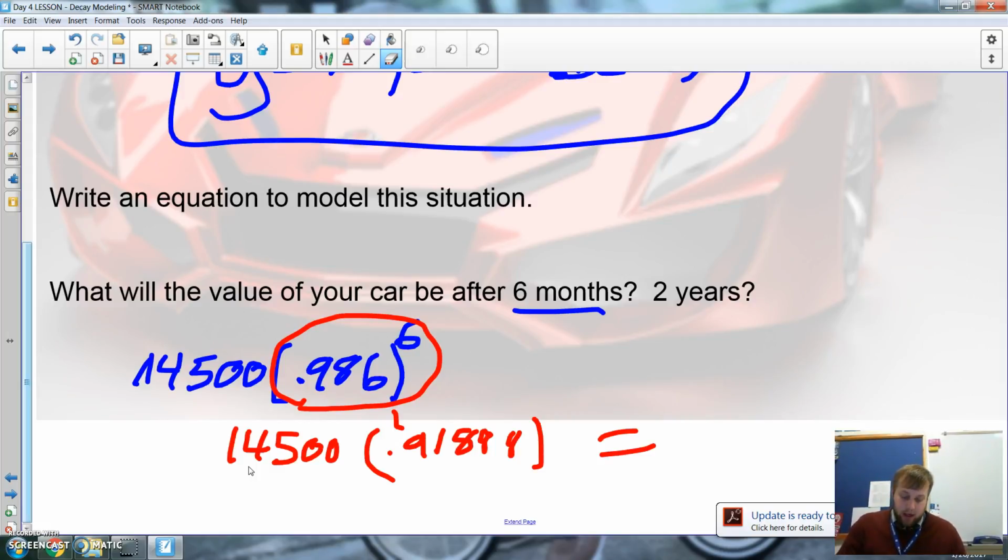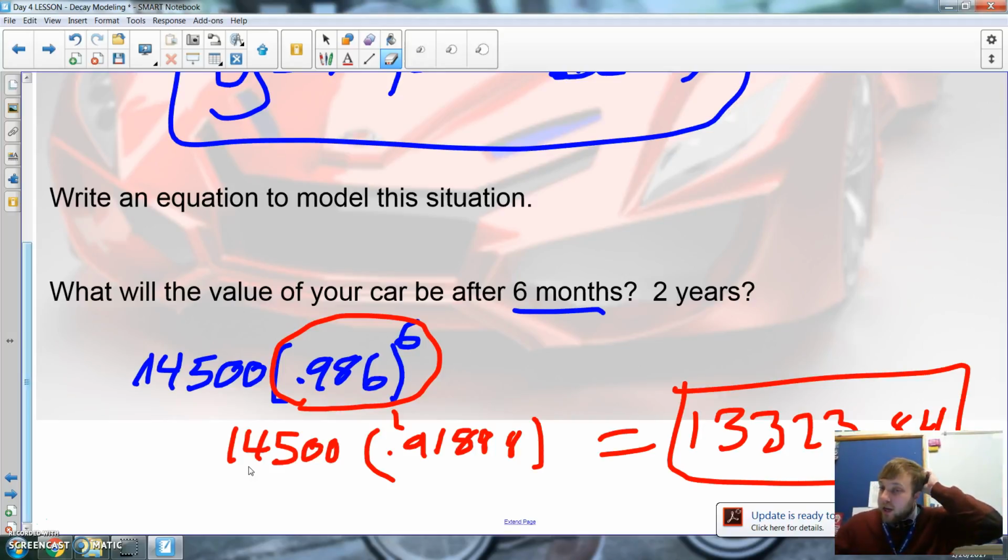And once I plug that in, times it by 14,500, my answer is 13,323.84. Please check your answers. And this is how much your car will be worth. Make sure you double check it. Does this seem about right?